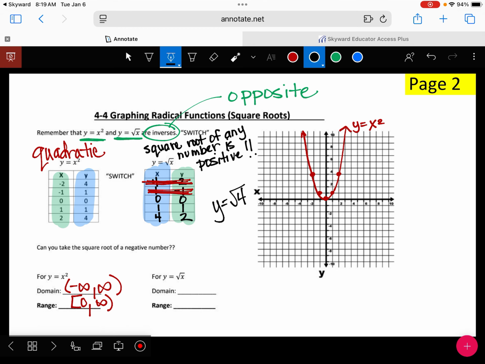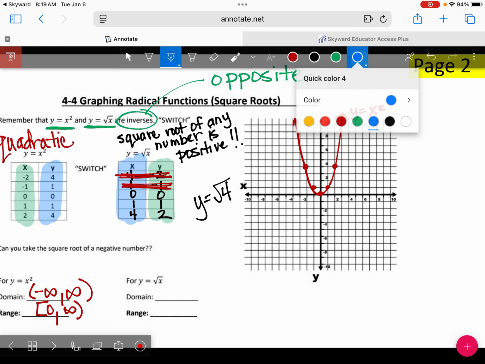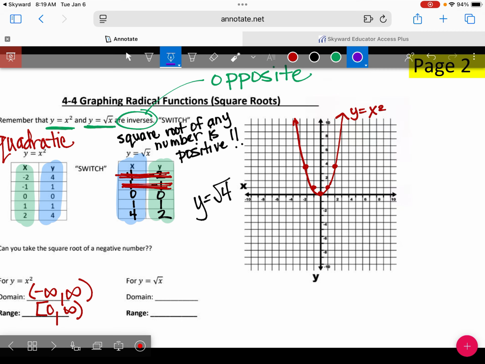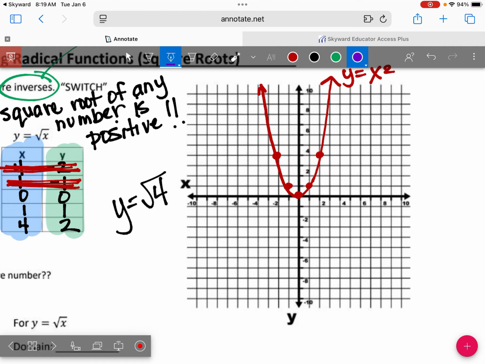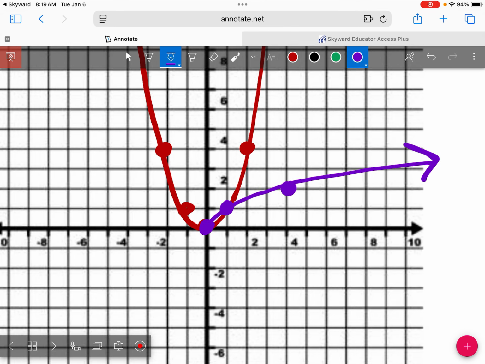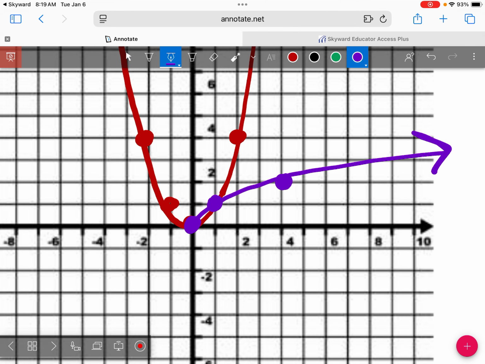So let's graph the inverse. I'm going to graph that in, let me use some different colors. Let's go to purple. Purple's my favorite color. All right, so I'm going to put a point at 0, 0; 1, 1; and 4, 2. This graph only goes in one direction. And I want you to notice that at the base, I did not put an arrow. Okay, that's what your graph looks like.